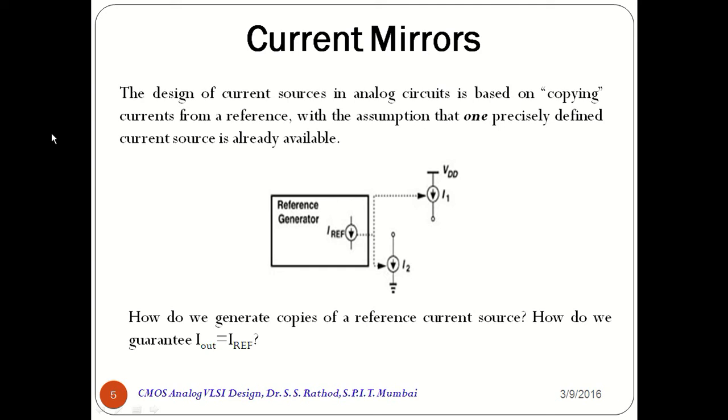This concept is illustrated in this figure. That is, there is a reference generator I reference, which is a golden source, a reference source, which is already available, and we need to copy this current into other branches in the circuit. For example, here shown I1 and I2. So now the next question arises, how do we generate copies of a reference current source? How do we guarantee that I out is equal to I reference?